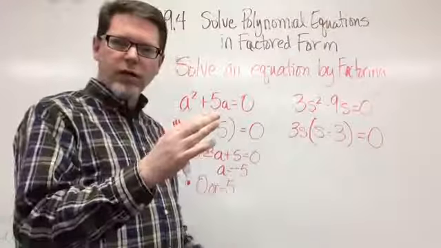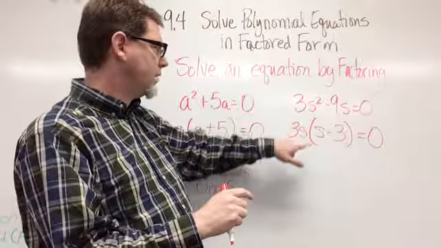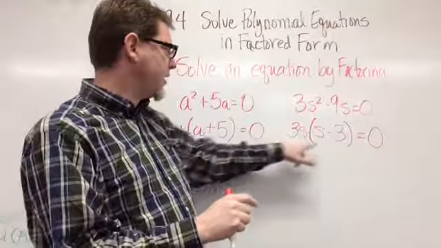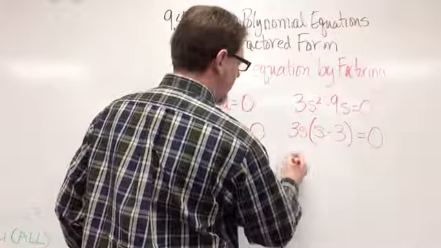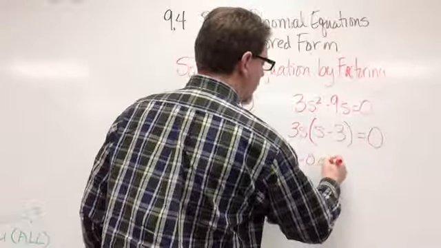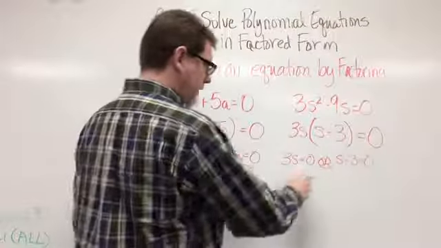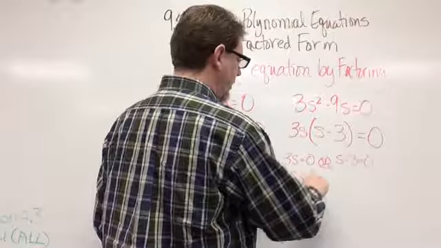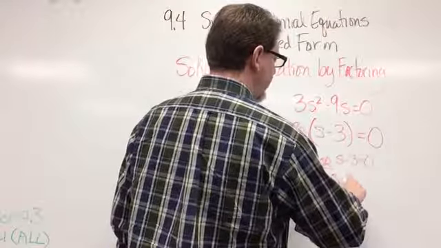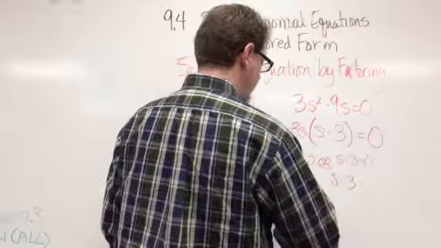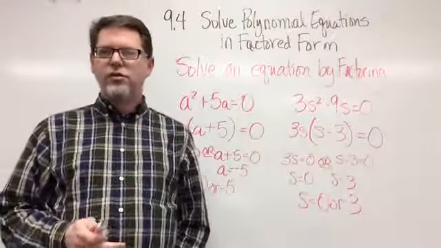Now if you want to, do the distributive property just to make sure. That'd be a good idea. 3s times s is 3s squared, and 3s times negative 3 is negative 9s. So we're good. Now I need to set up two equations. 3s equals 0, or s minus 3 equals 0. Well, if 3s equals 0, then I divide both sides by 3 and get s equals 0. And if s minus 3 equals 0, then s has to equal positive 3. So my answer is s equals 0 or 3. And those are the two solutions.